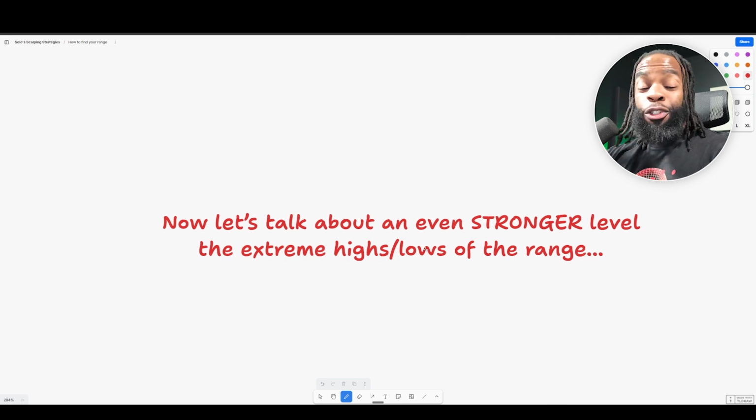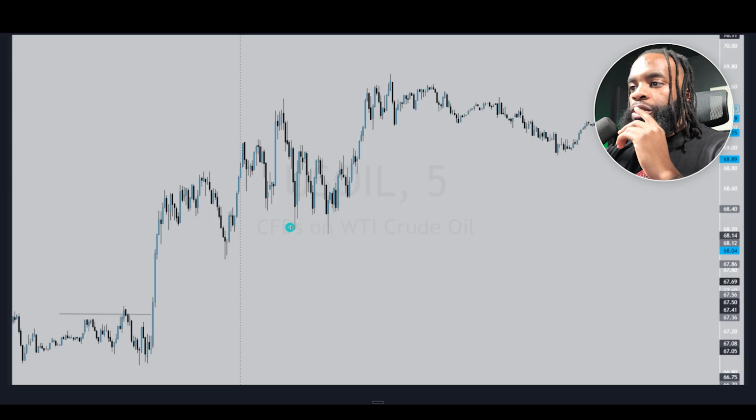Let's talk about an even stronger level, the extreme highs and lows of the actual range. So here you have the opening of New York session, which is this dashed line right here. You clearly see that the previous session was London session. We took out the highs and we continued to break and make new highs. So this identifies that the market could be buying into the next session. So now we identify what had happened off the previous session and we could get an idea what's going to happen off of this session.